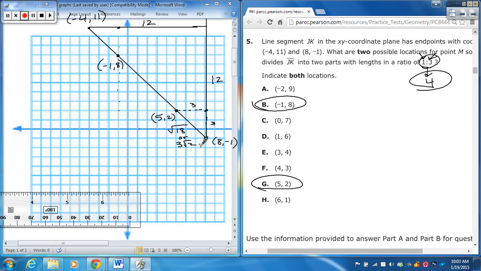Now, if I do the same thing with the other segment, this length right here, this being 3 and this being 12, that means that this length has to be 9. You can also just count it if you want to. That's fine as well. You can count this length as well. Make sure you go all the way over to here. If you do that, this length will also be 9.